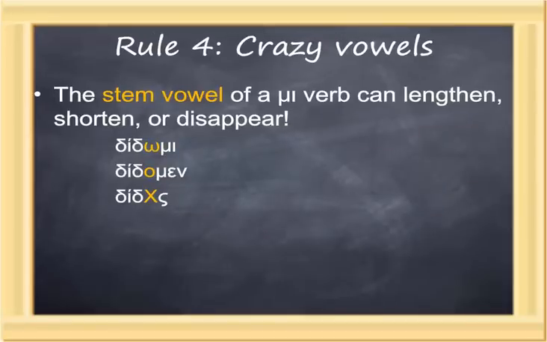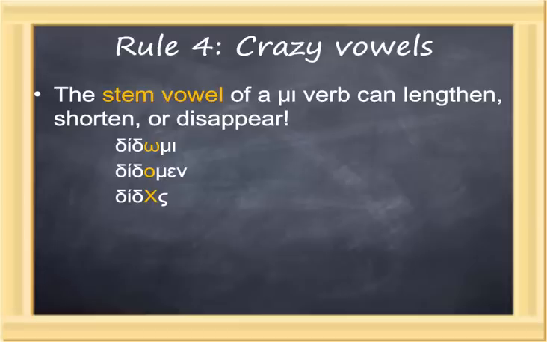Rule number 4, crazy vowels. This is my favorite rule involving mi verbs. And the description here is somewhat different from the more formal one in Mounce. But the vowel of the stem or root just goes crazy. Sometimes the stem vowel lengthens, sometimes it shortens, and sometimes it disappears. So let's take the root do. In certain forms, that will be an omicron. In certain forms, it'll lengthen to omega. And at times, it may even disappear.